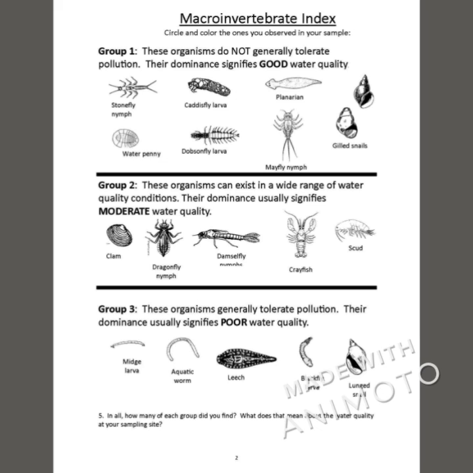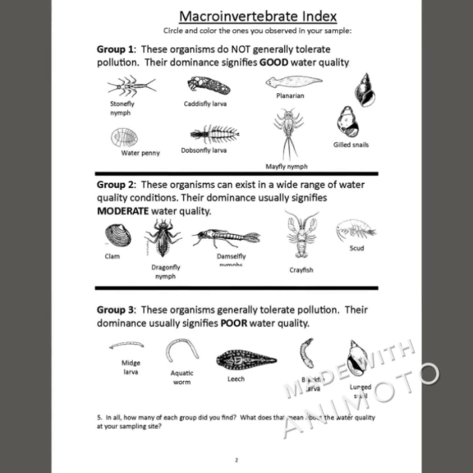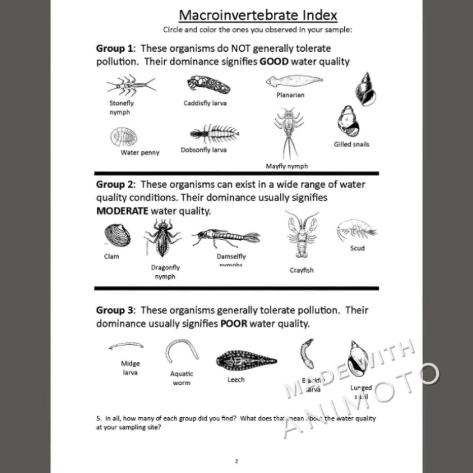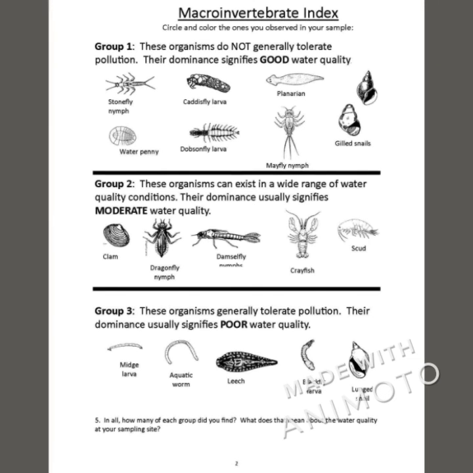On the second page of your worksheet, you can see some of the different macroinvertebrates that we might find in the creek, as well as what they mean for water quality. So, caddisfly larvae, or stonefly or mayfly larvae, mean that the water quality is good, whereas other macroinvertebrates, like a crawdad, can live in poorer water quality.